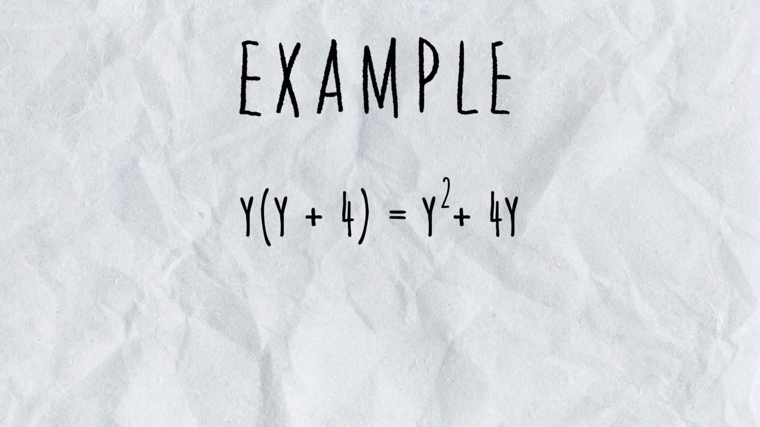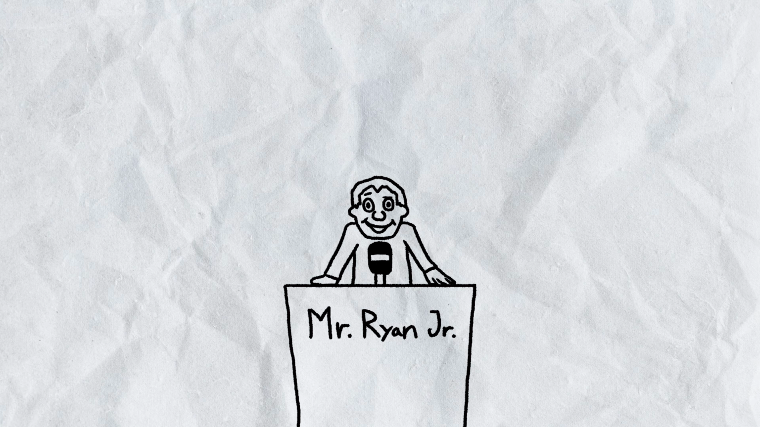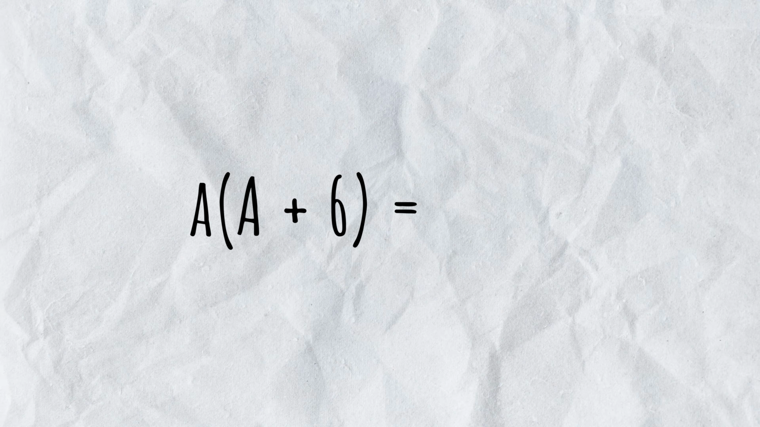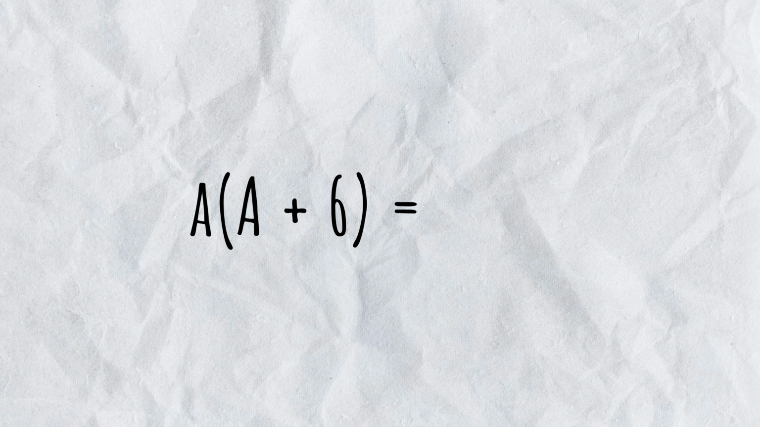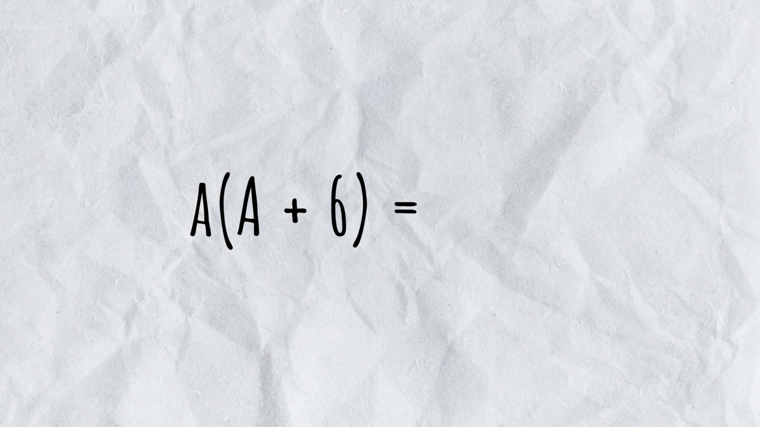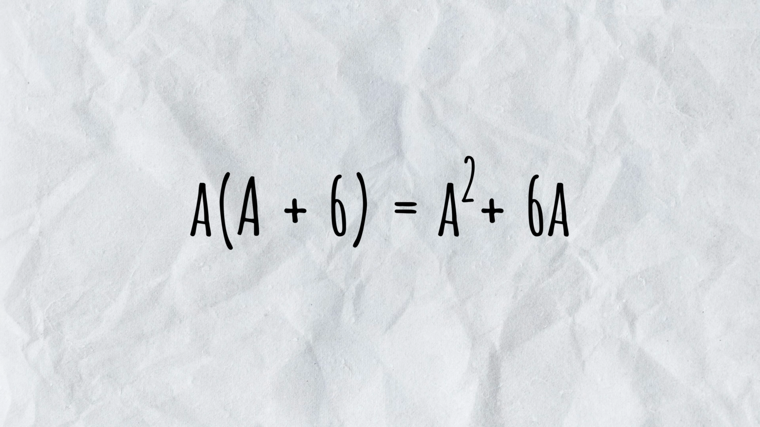Anyway guys, you know the drill. It's time for another quiz. So for the next question, we have got the following equation. We've got a outside of the bracket, then we've got a plus 6 inside of the bracket. And I'm sure you guys got that right. The answer is a squared plus 6a.